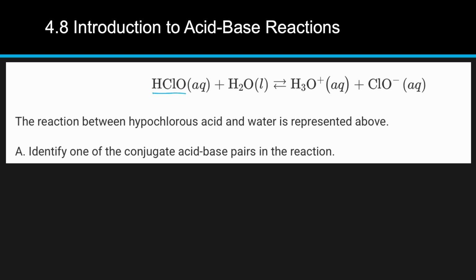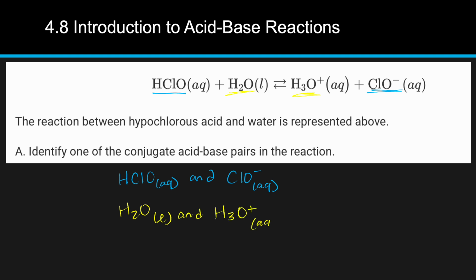So if we're starting with HClO, the pair to that is going to be the one that is only differing by 1 proton. So our first conjugate acid-base pair potential answer would be HClO aqueous and ClO- aqueous. Now you could also write your answer as our other conjugate acid-base pair, which is H2O liquid and H3O+ aqueous. Now, again, you can either write the blue as your answer or the yellow as your answer. You cannot have both, and you cannot have a mix of the 2.